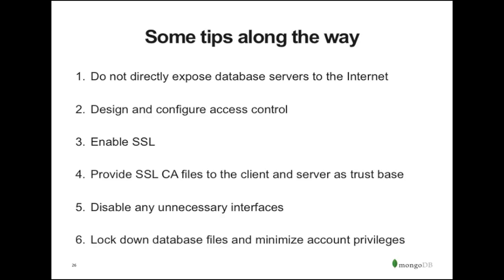Number 3, enable SSL, transport encryption. Number 4, provide SSL CA files to the client and server as a trust base. If there are no certificate authority files, there is no SSL trust. There is only encryption. 5, disable, this is related to number 1, but this is more on the MongoDB side actually. Disable any unnecessary interfaces and any unnecessary functionality that you might not need. In our security checklist, which is accessible online, there are a number of hardening steps that can be taken, and a number of recommendations for things that should not be enabled unless you are aware of the decision you're making and you absolutely need those features.